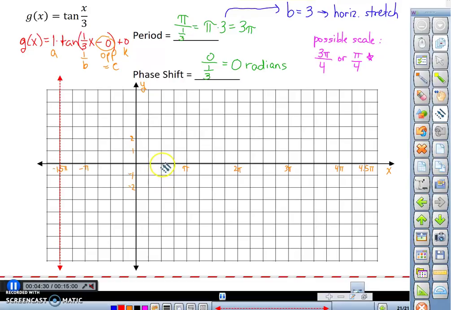The other asymptote is pi halves, which is here. It's the rightmost end for that. And it's going to triple in distance to the right of the y-axis. So 6 squares there, 2, 4, 6, and it ends up here at 1.5 pi.